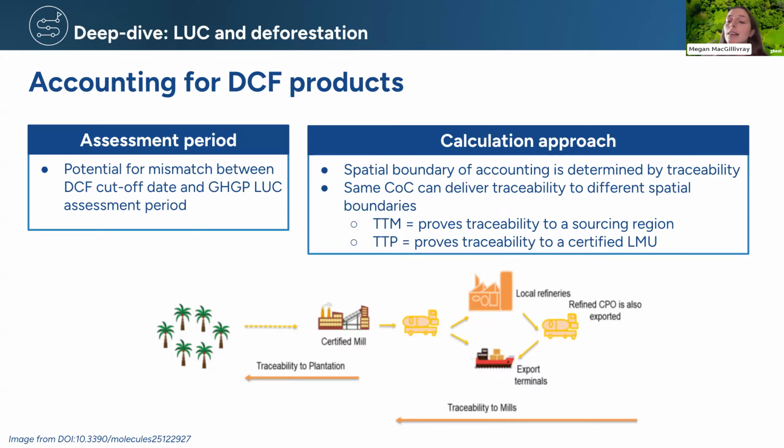And unfortunately, the guidance doesn't provide that much information about how you would actually account for land use change emissions when only part of the assessment period can be proved to be zero deforestation.